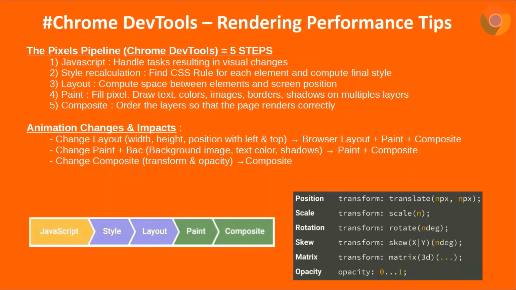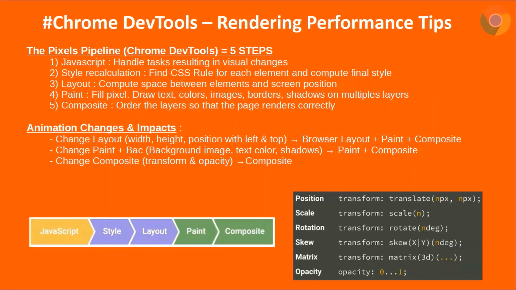To fix the performance properly, you need to understand the rendering pixel pipeline. It consists of 5 steps. JavaScript handles tasks resulting in visual changes. Style recalculation finds CSS rules for each element and computes the final style. Layout computes space between elements and screen position. The paint step fills the pixels, drawing text, colors, images, borders, and shadows on multiple layers. The composite step orders the layers so that the page renders properly.